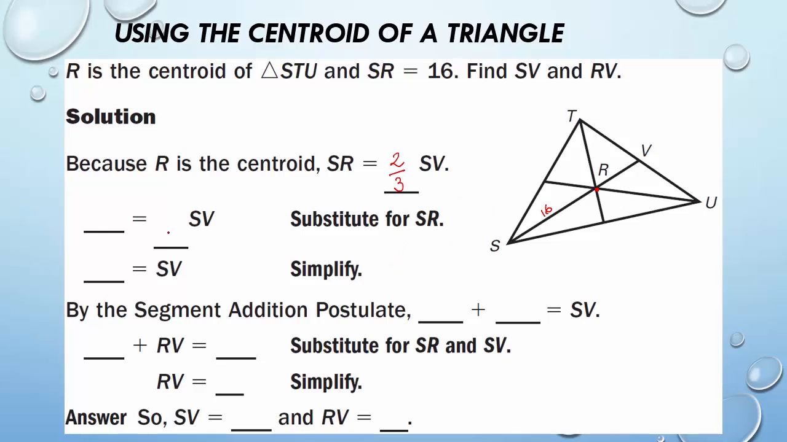So from here, I can plug in what I know. I know that SR is 2/3 of SV. I know that SR is 16. And that's 2/3 of SV. So to solve for SV, isolate SV by multiplying both sides by the reciprocal of 2/3, which is 3/2.